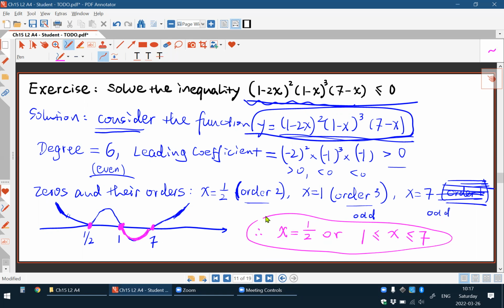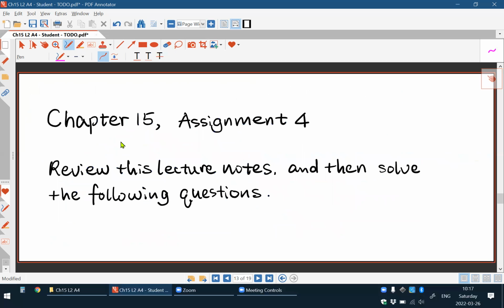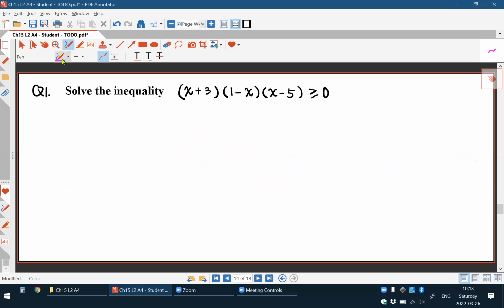Any questions? No. Okay, again, you can see here, this sheet is a key to solve this problem. Okay, then let's have a look at our assignment. Assignment 4, question 1, which is actually similar to the problem we have discussed, right? So first of all, we can consider the function y equals (x + 3)(1 - x)(x - 5), right? Again, this is a polynomial function. Luckily, it's also in a factored form, so it's very easy to find the zeros.